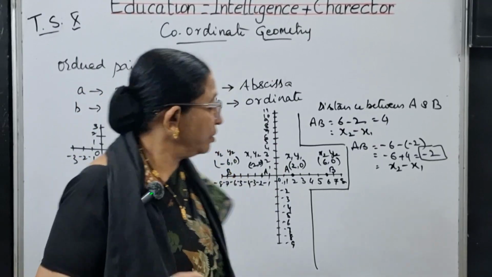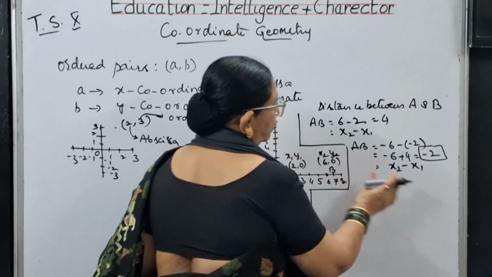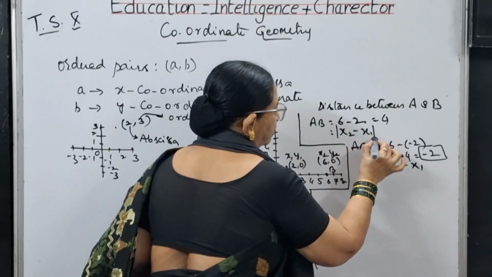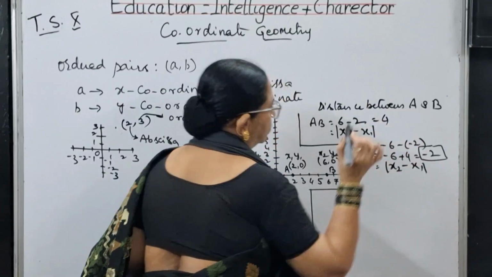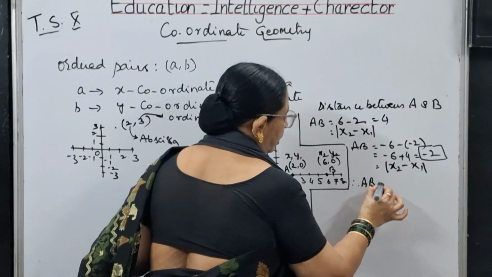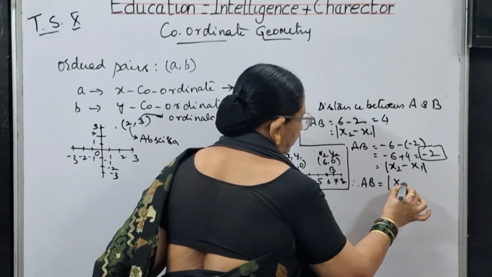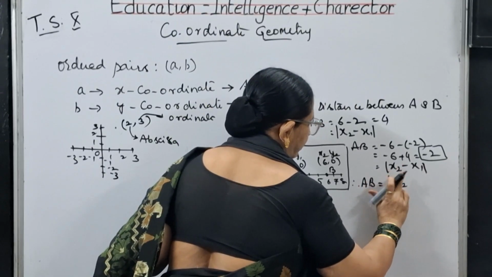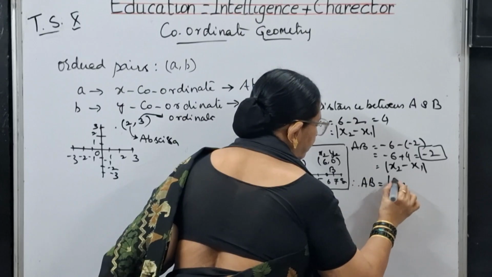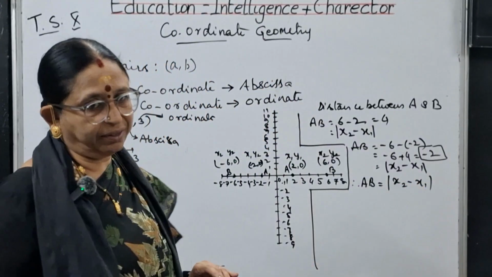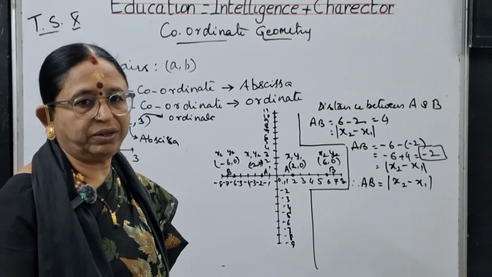That is the meaning. So here, when you are writing this formula, you have to keep the modulus symbol. This is the modulus symbol. Therefore, what is the formula? AB is modulus of x2, small x, x2 minus x1. AB is modulus x2 minus x1 is the formula, children.